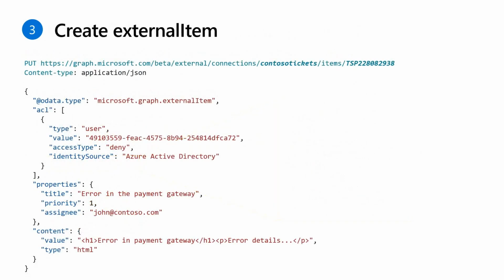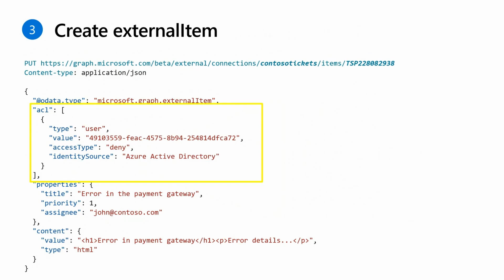Now that we have the connection and schema done, it's time to create an external item. And you do that by calling put on this particular endpoint. You can use any ID that you'd like, and this often can come from the data source itself. And in the body of this request, there are 3 sections.